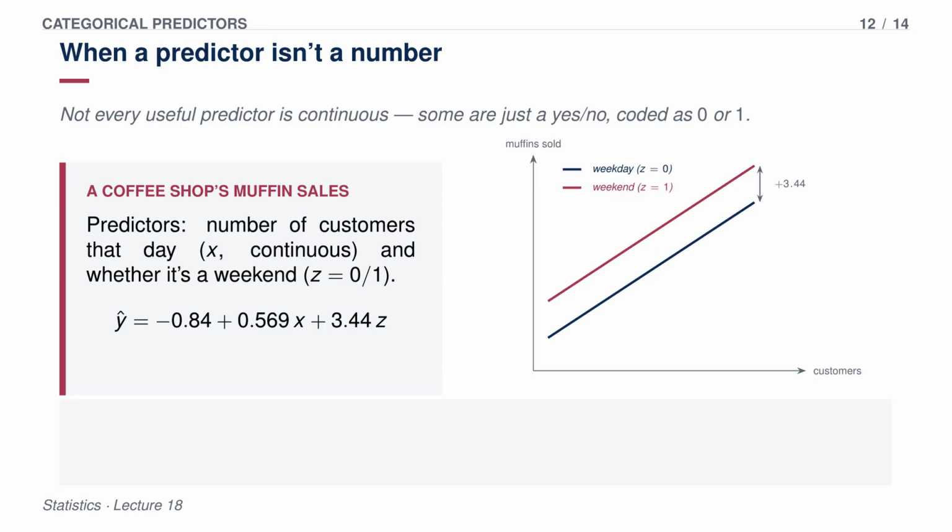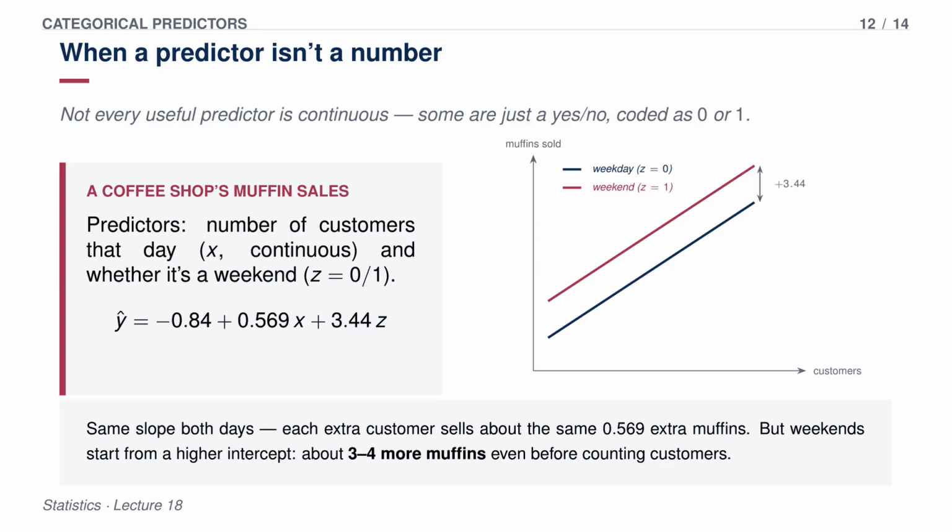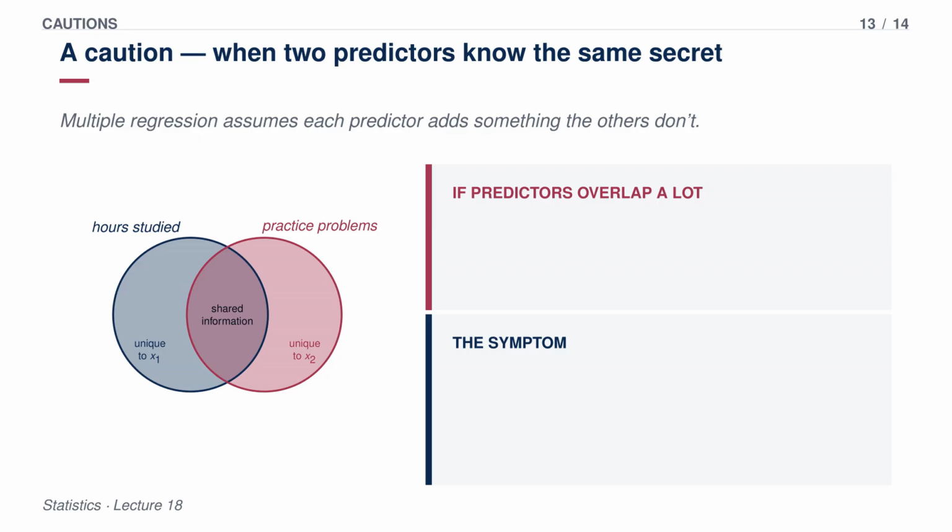Picture two parallel lines. Same slope, so each extra customer sells about the same extra muffins on either kind of day. But the weekend line sits higher up, about 3 to 4 more muffins even before a single customer walks through the door. A 0 or 1 flag can shift the whole intercept up or down without touching the slope at all.